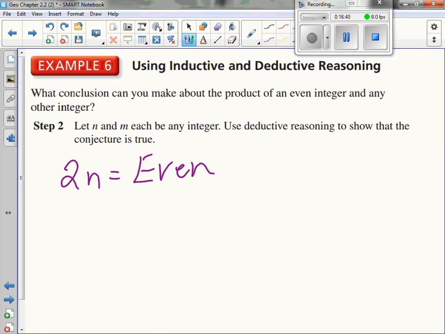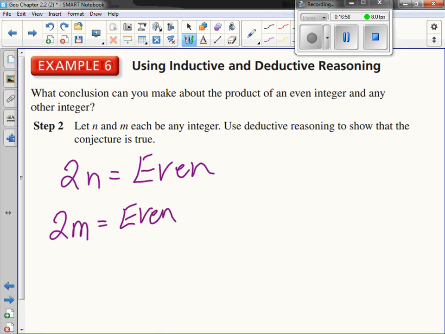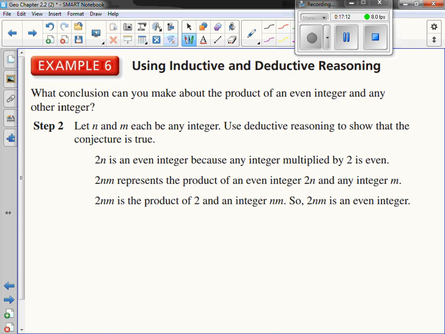So if I do 2 times n, I'm going to get an even number, because it's going to have a multiple of 2, yes? So if I do 2m, that is going to be even, yes? And then we could pretty much say 2mn is also going to be even. Really, 2n is an even integer because any integer multiplied by 2 is even. 2nm represents the product of 2n and any other integer m, because we're treating 2n as a number itself. And 2nm is a product of 2 and an m, so 2mn is an even integer.